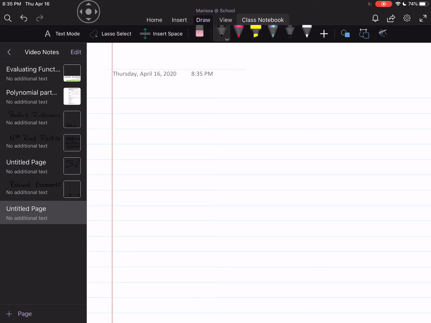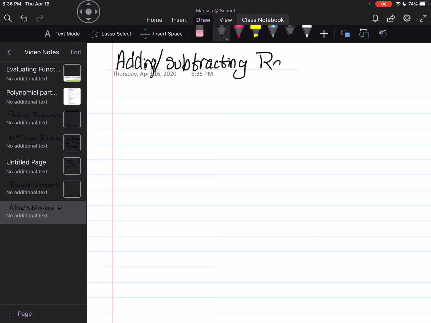All right, we are still sticking with those radicals. Today we will be adding, not add in, and subtracting radicals. So when we are adding and subtracting radicals, the same idea goes as if we were adding or subtracting variables.